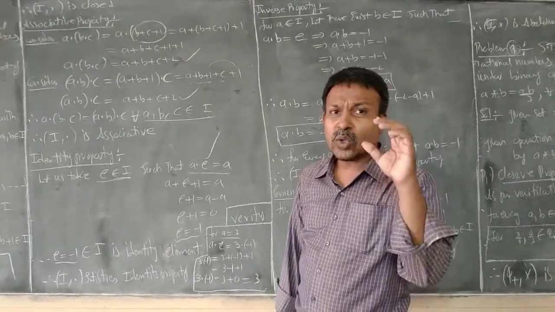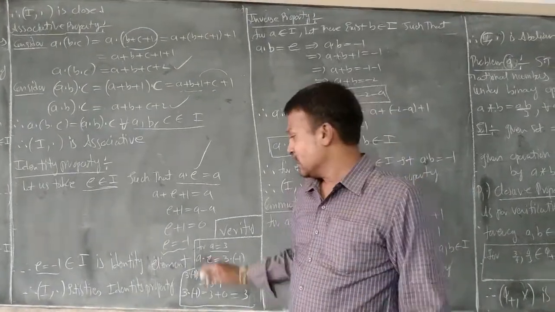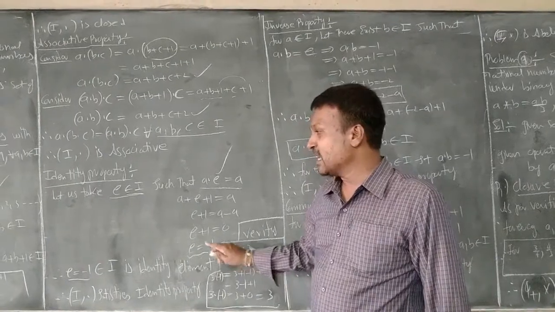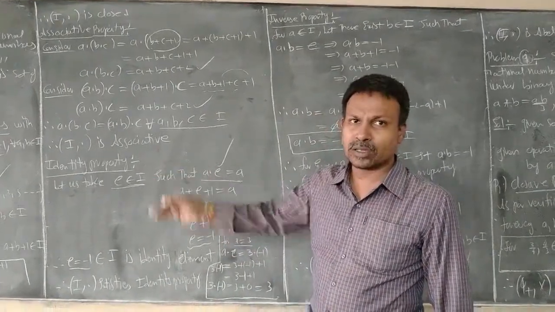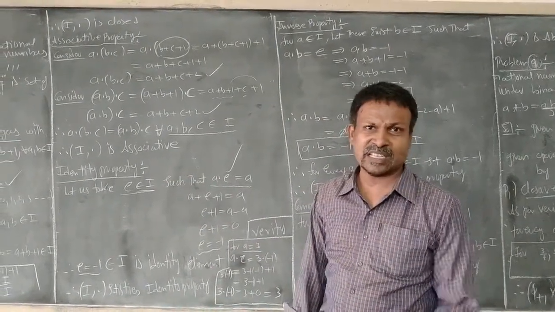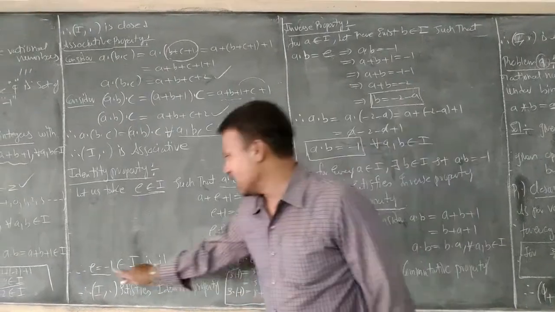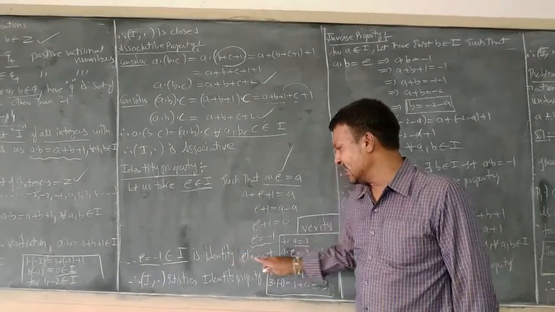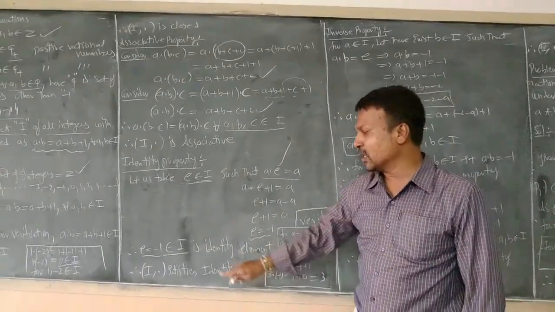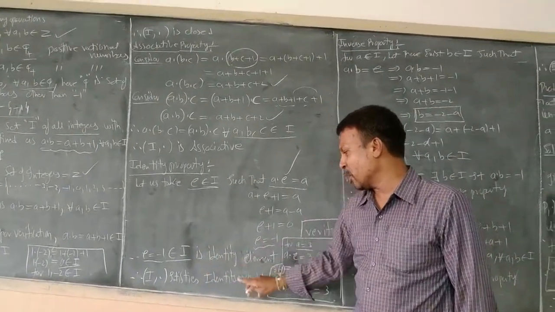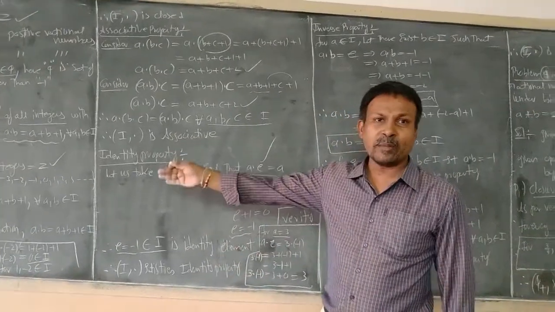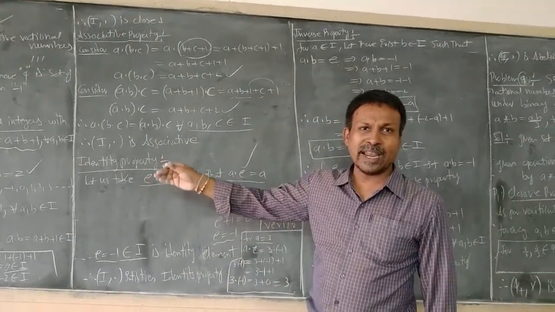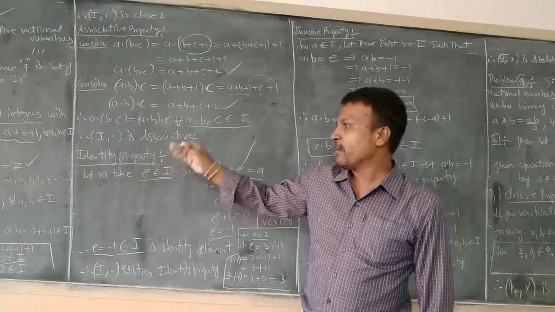So here we have to check very carefully whether minus 1 is present in the set of integers I or not. Definitely it is present in the set of integers I. Therefore, E is equal to minus 1 belongs to the set of integers I is the identity element. So here we can conclude that I dot satisfies the identity property with respect to the given binary operation dot defined by a dot b is equal to a plus b plus 1.